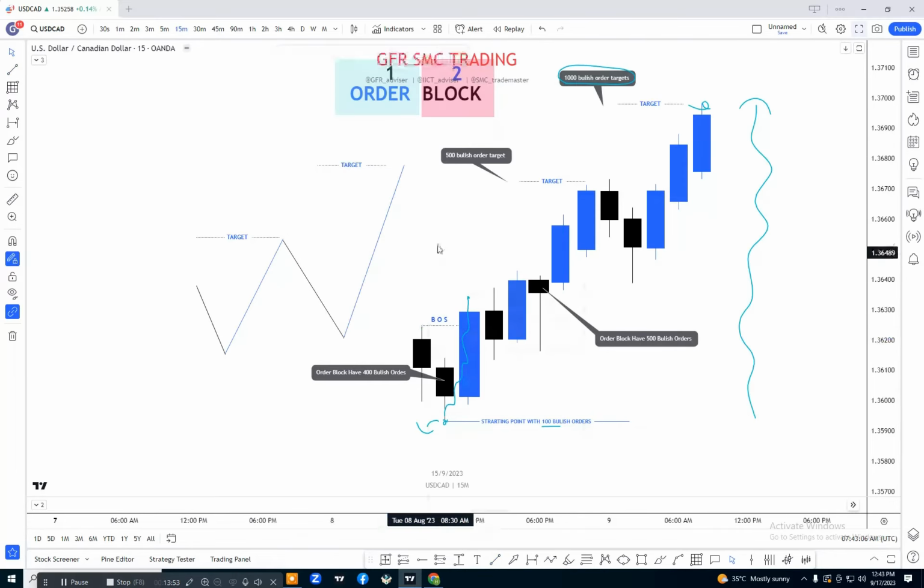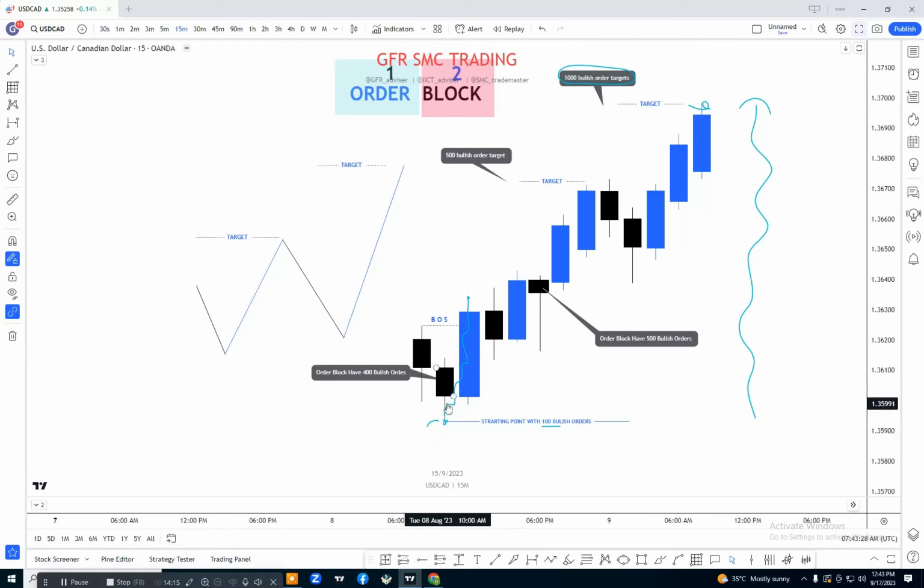Now the market has two targets. The first target is the 500 bullish order target. The second target is the 1000 bullish order target. The market has just 100 bullish orders. It needs 900 more bullish orders to complete its target. So what will the market do?